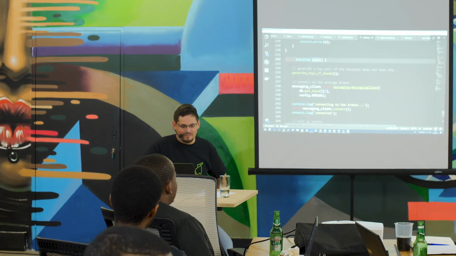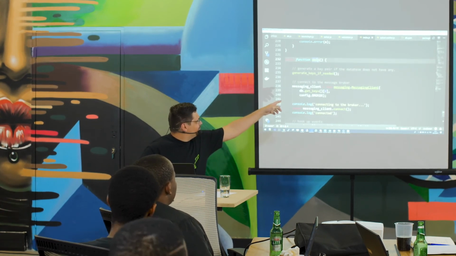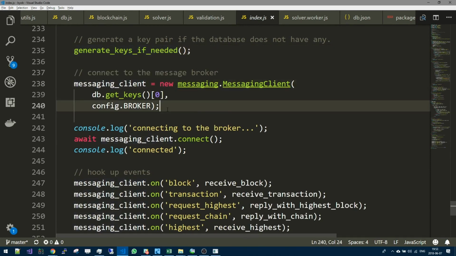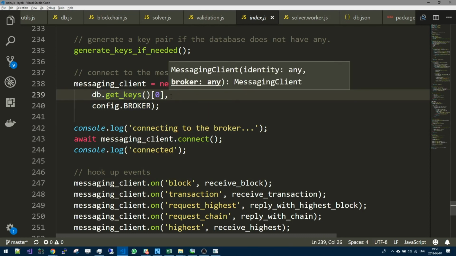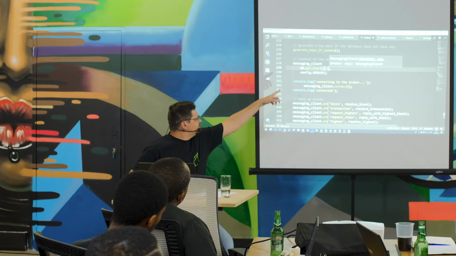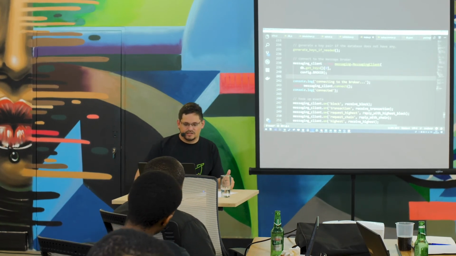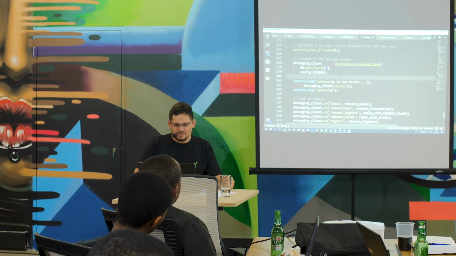So this is what we do. Main, we come in. We generate keys if needed because it might be a first run. We've got the messaging client that connects to the broker. So it starts using configuration. It uses this. This is my identity. If we look, control shift space, it's got an identity. Identity is my public key. That's just the way that other nodes can communicate to me directly if they wanted to.